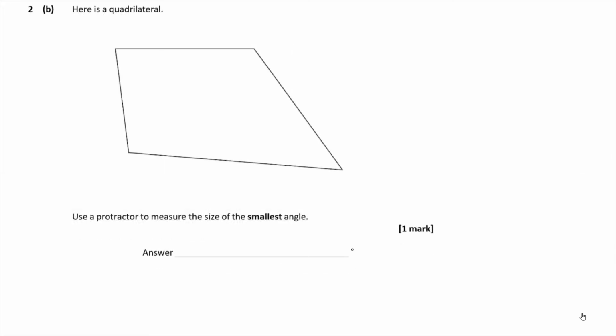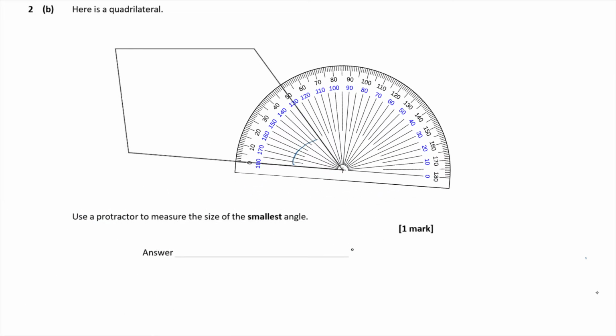Part B says, here is a quadrilateral. Use a protractor to measure the smallest angle. Well, the smallest, most narrow angle is going to be this one here, isn't it? That's the one I need to measure. Now, you need to lay your protractor down so that the bottom line of the protractor lines up with one of the lines of your angle. Start from the 0 scale and then read around. Now, I make that 50 degrees.